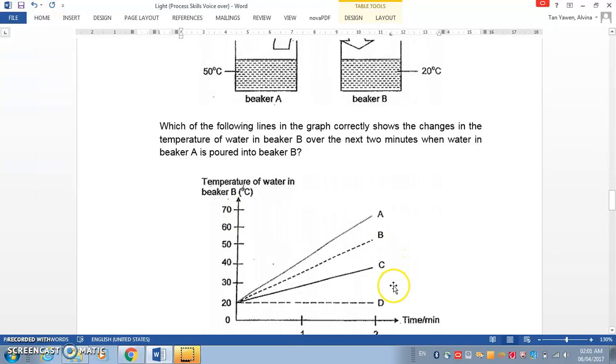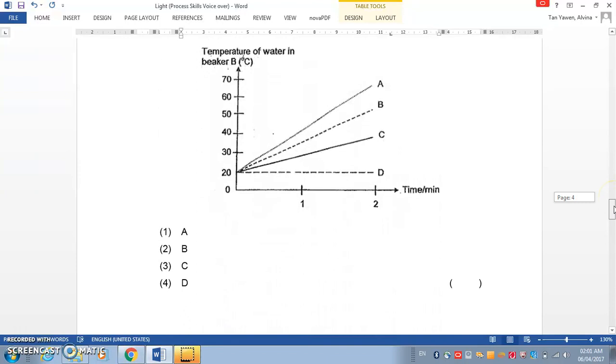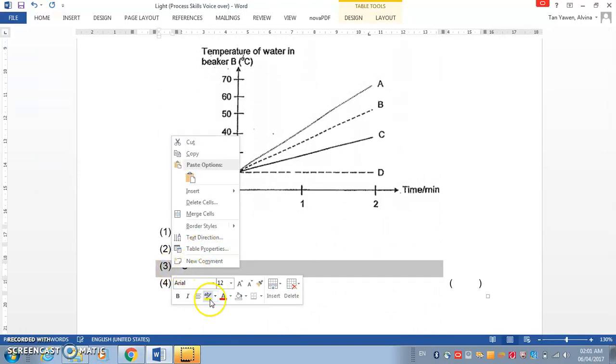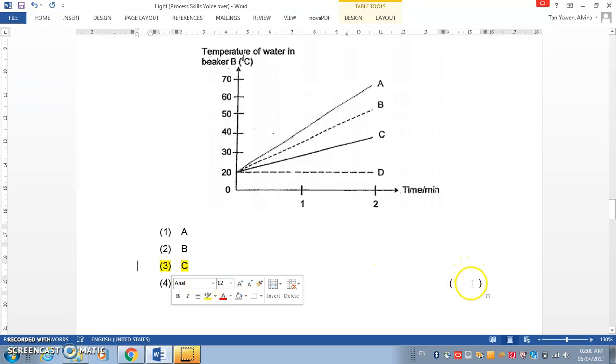So let's look at C and D. D remains at a constant 20 degrees, which shows that there is no change in temperature. So this answer is also wrong. So by elimination, we will be able to deduce that the best answer is actually 30 degrees Celsius with the option of number 3.